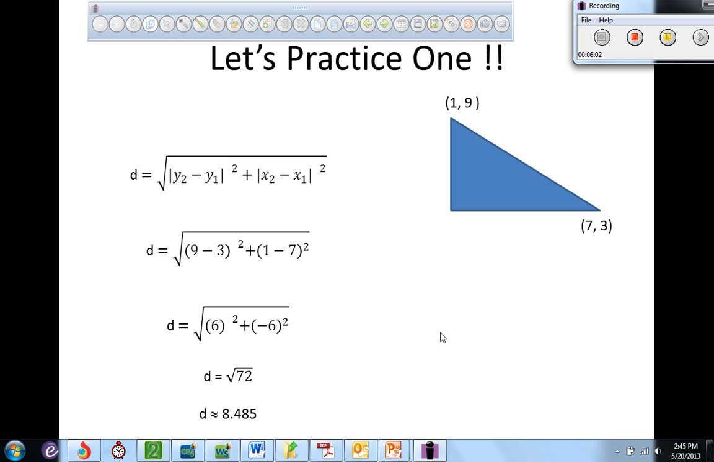Okay, and so with this, we've derived the distance formula from the Pythagorean theorem. So the distance formula is just another version of the Pythagorean theorem. It's actually the same thing, it's just been rearranged.